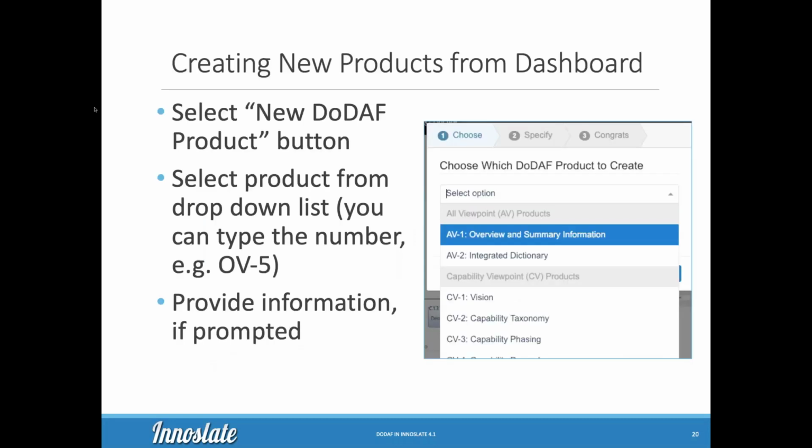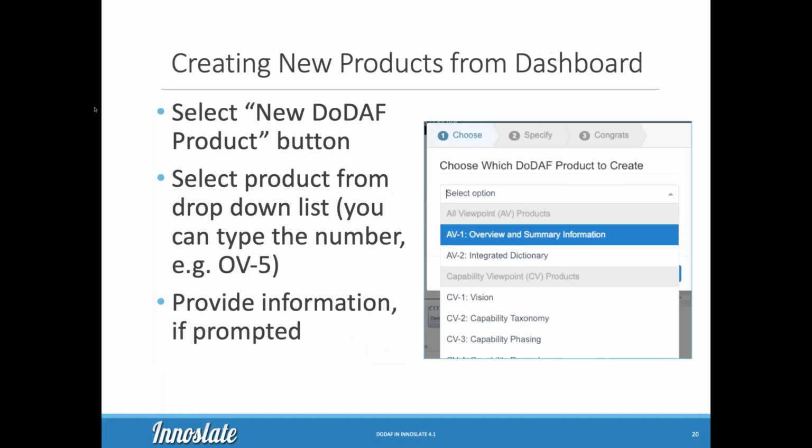Anyway, so creating new products from the dashboard, as I said, select that new button, scroll down to what you're looking for, or start typing. If you do AV, it'll show all the AVs, or OV, type that real quickly, and it'll start giving you all the OVs. And then you can just select it, and then it'll prompt you for a few pieces of information depending on what the diagram is. Usually, at least, it's asking you for the root element, so entity class. That's the top of your entity, and that's a kind of container for whatever the information is that you're going to be capturing. So you think about what that might be.